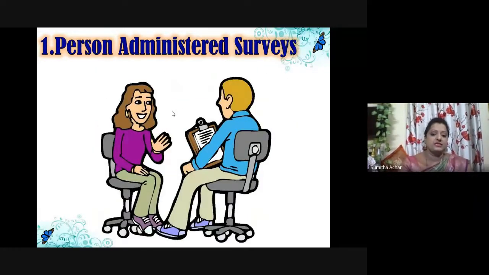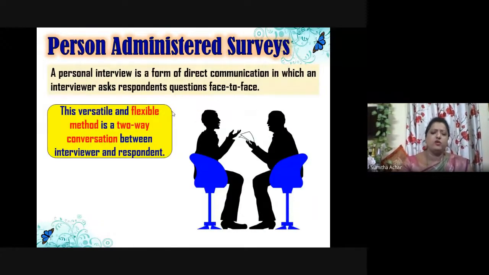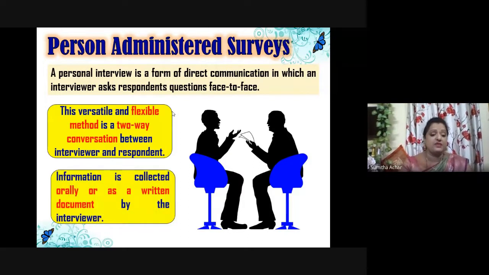So the first one is personal administered surveys, right? All of you know personal administered survey can happen with face-to-face interviews. This is a very versatile, flexible method where a two-way conversation happens between the interviewer and the respondent. Whenever you are meeting the respondent, firstly, you need to introduce yourself. You need to give a brief outline of your topic, tell him the purpose, why exactly you want to collect his valuable information, and also assure the respondent that his information will be kept confidential, right? So this is a personal administered survey.